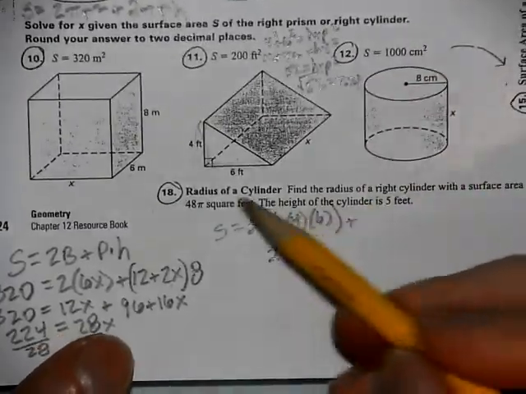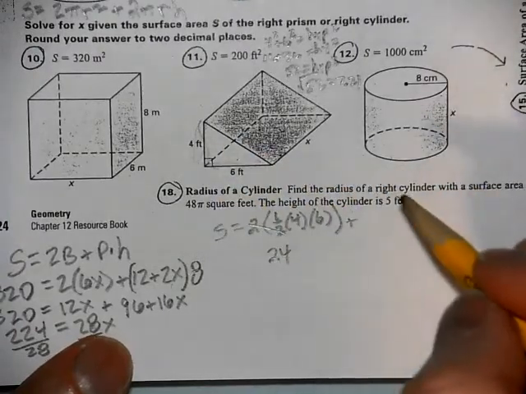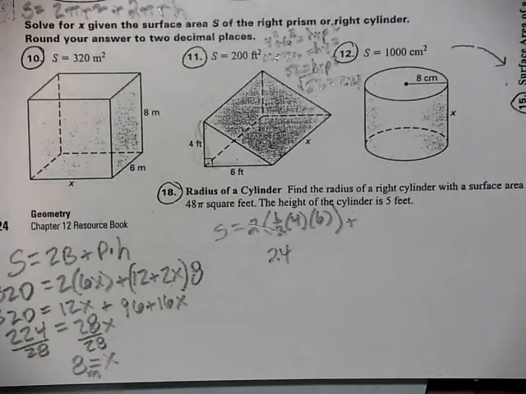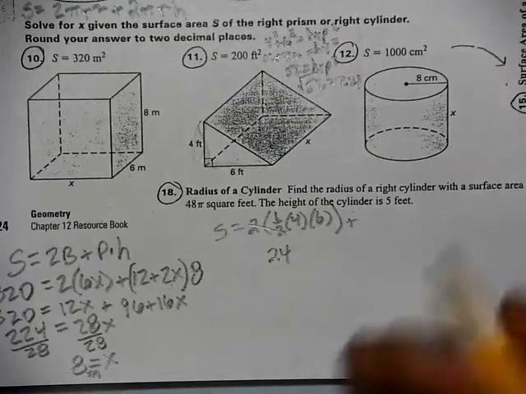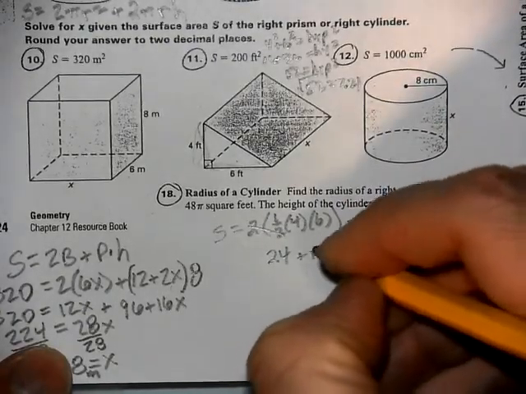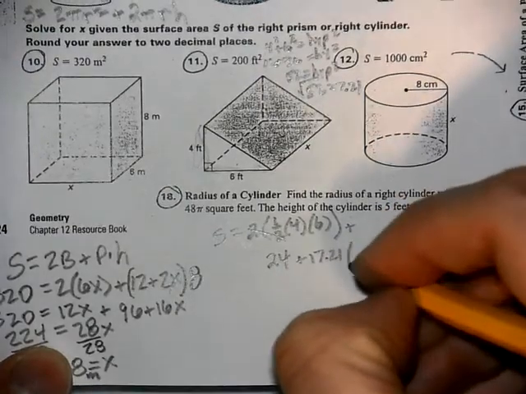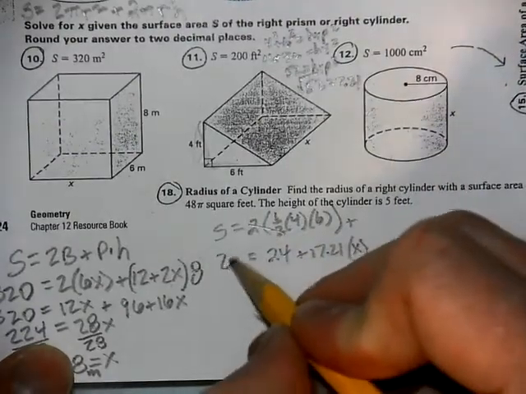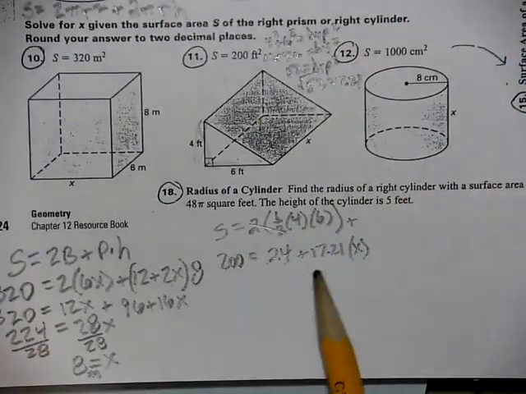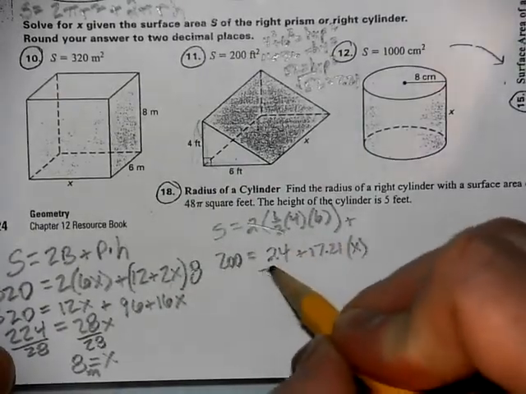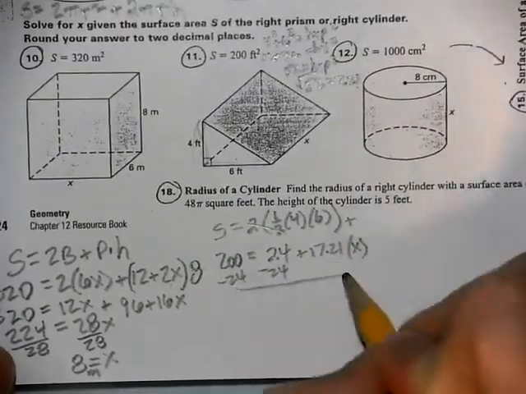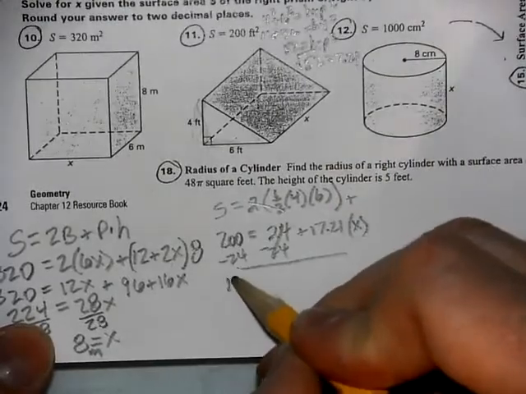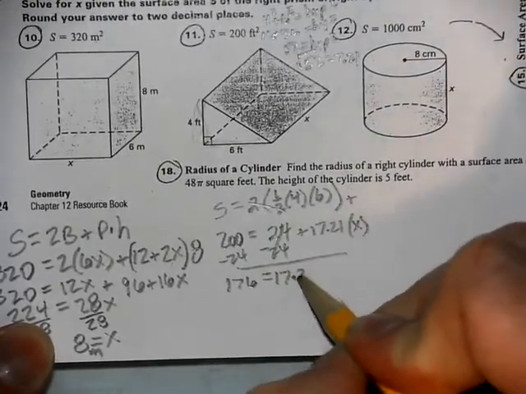And we're going to add that to the perimeter. And the perimeter is going to be 4 plus 6 plus our 7.21 gives us 17.21. And times that to the height, which is unknown. So that should be our surface area of 200. Now you cannot add the 24 to the 17. You've got to subtract the 24. That's going to give us 176 equals 17.21h.